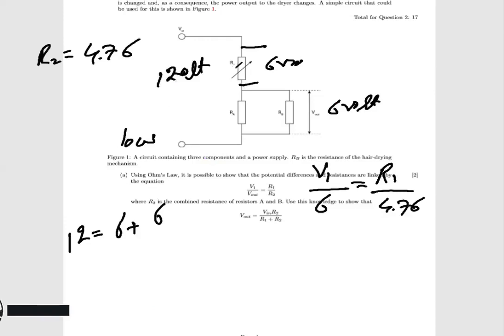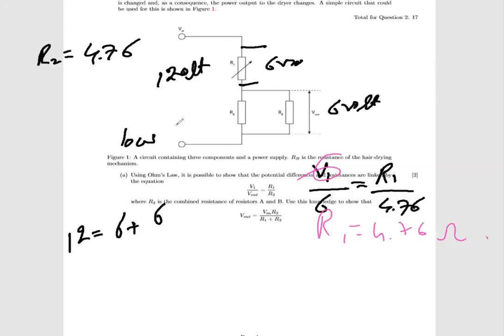Why? Because it's in series. So what happens when this is 8? If this is 8, then my supply voltage will be something else. But you can't keep changing the supply voltage. Oh yeah, you can. You're right, let's do that. This resistor is a variable resistor, so you can vary it, and if you vary this, you will get 6 volt across this. So R1 here equals 4.76 ohms.